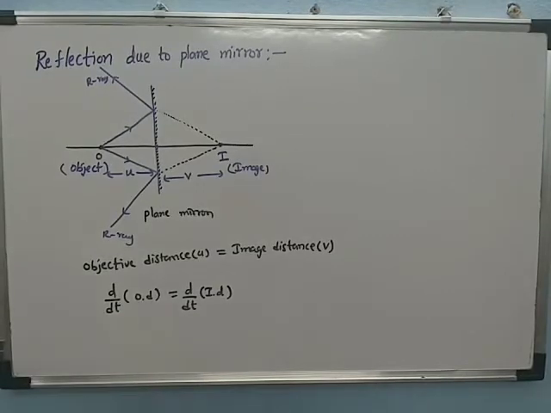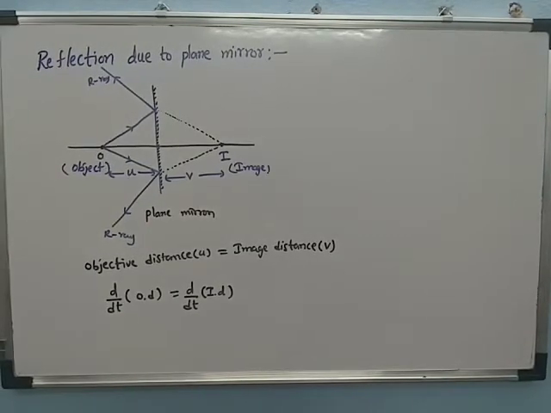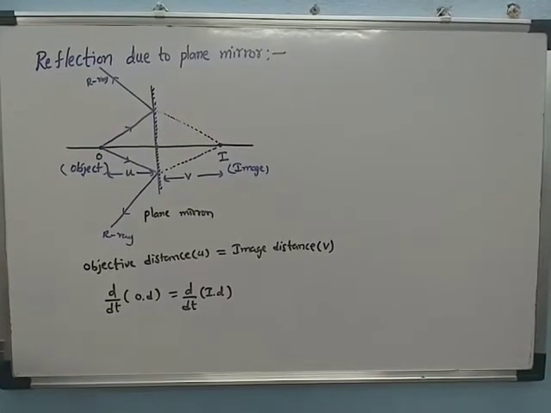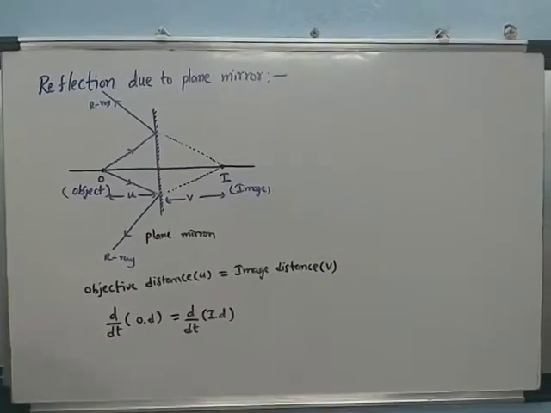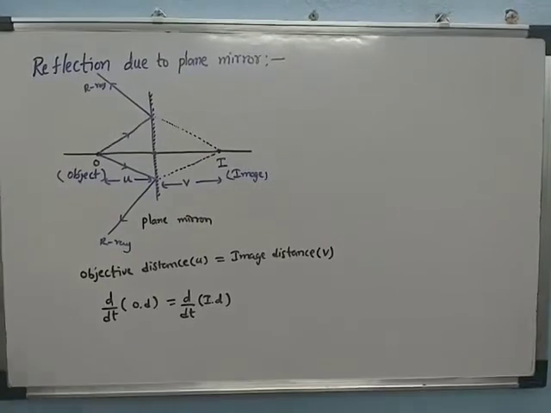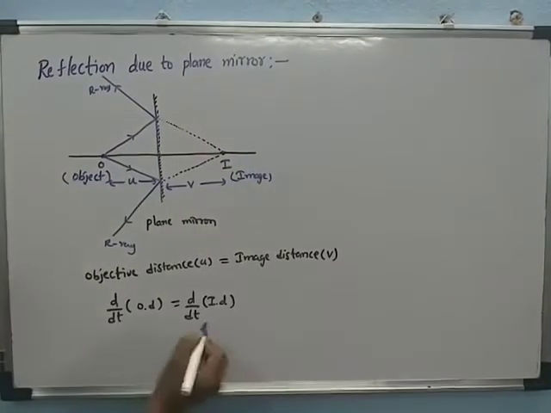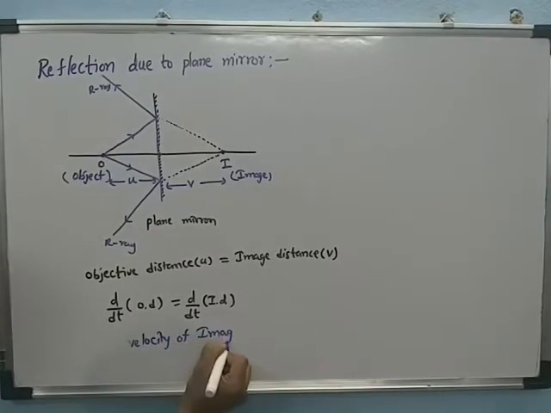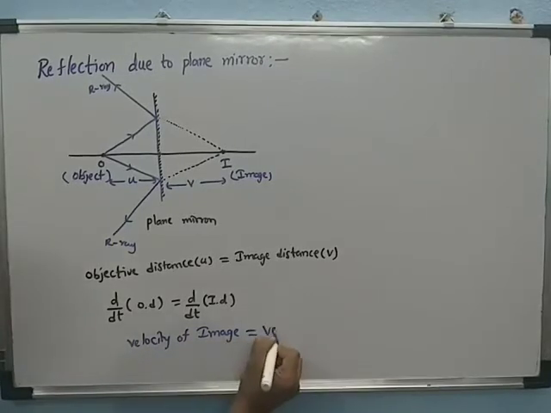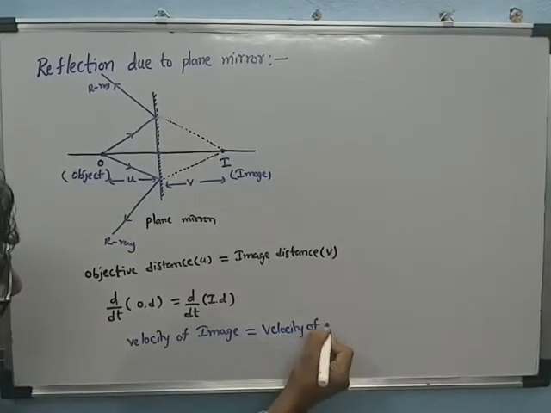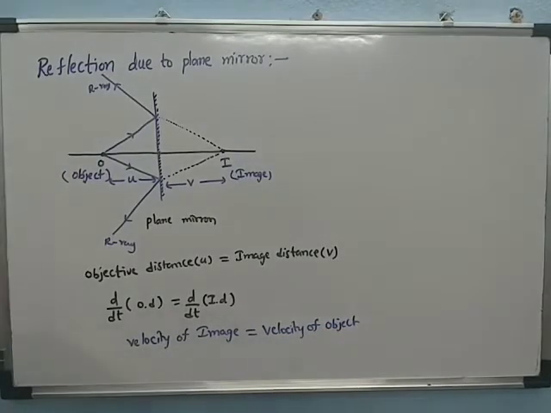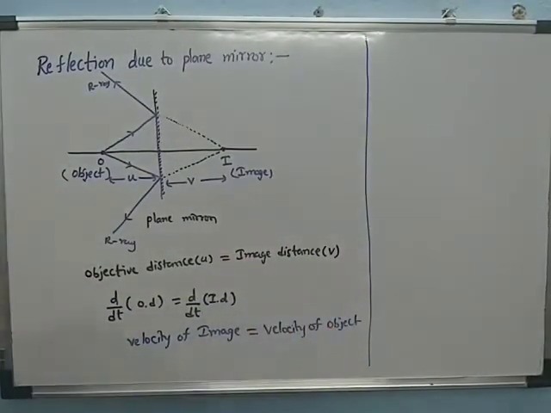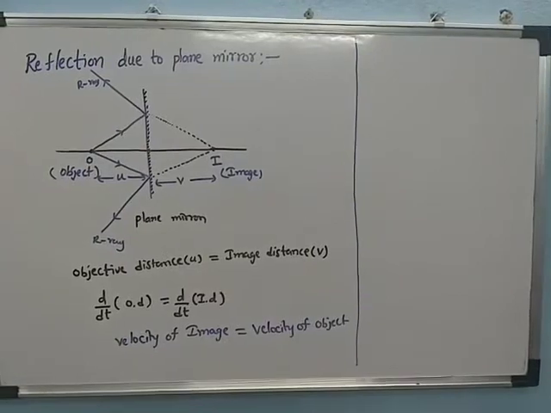We know the definition of velocity: the rate of change of displacement is called velocity. Here also, distance by time is called velocity. Then we write the velocity of image is equal to the velocity of object. Then we can find the velocity of the image with respect to the object.